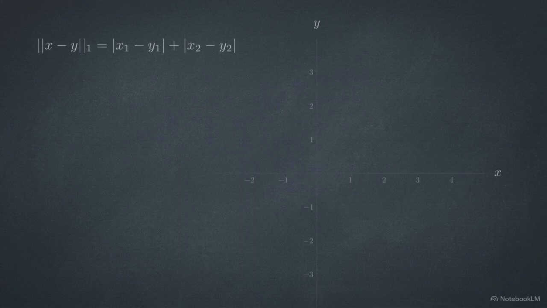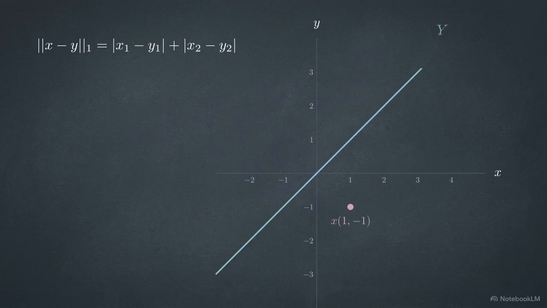Now we shift the grid to a flat 2D plane and change our measurement tool to the L1 norm. This equation defines distance as the sum of the absolute values of the coordinates. We plot our point x at (1, -1). Our subspace y is the diagonal line where the x and y coordinates are equal. We want to find the shortest distance between our point x and any point y on that diagonal line.